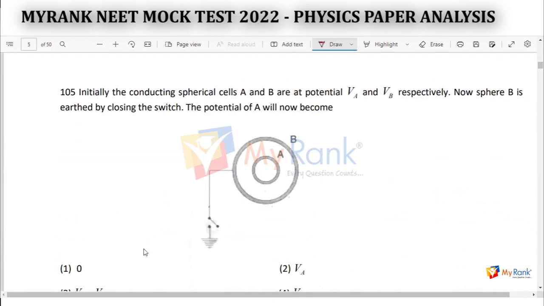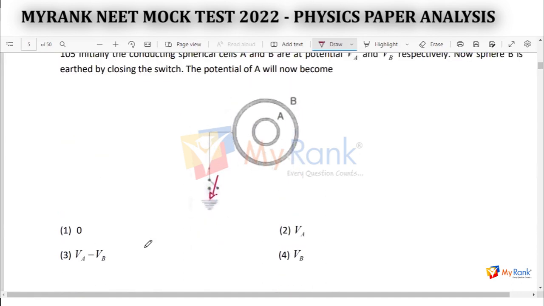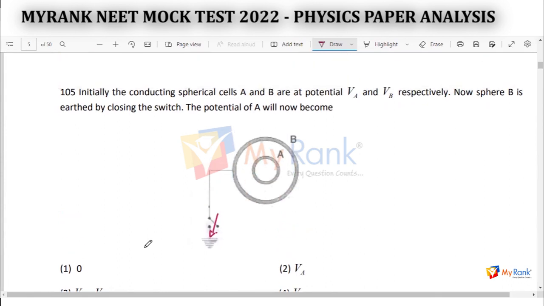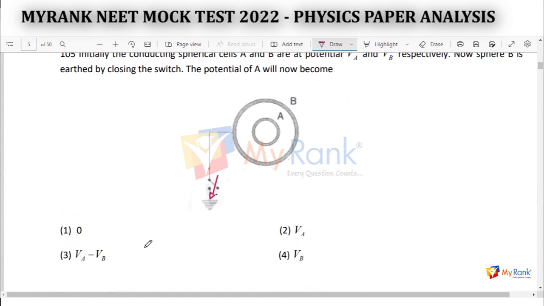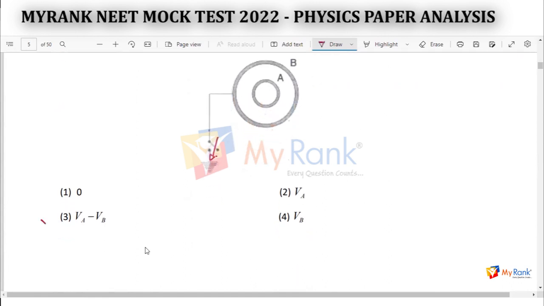And the next. See for this. Initially the conducting spherical shells A and B are at potentials VA and VB respectively. Now sphere B is earthed by closing the switch. Then the potential of A... the potential difference between the two concentric shells does not depend on the charge on B, students. Let me write for this. Here A is the inner spherical shell and B is the outer shell. So even though B is earthed, the potential difference between A and B does not depend on the outer shell charges. So it will remain the same, that is VA minus VB. That's it.